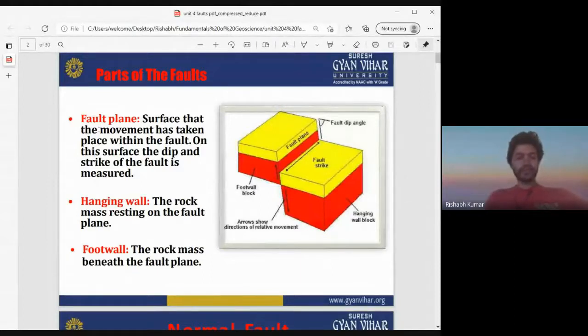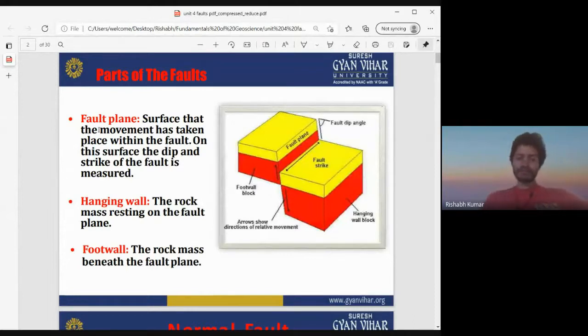Okay. So what is a fault plane? The surface along which the movement has taken place within the fault is known as your fault plane, right? So it is a plane along which the movement has taken place in the fault, right? On this surface, the dip and strike of the fault are measured, right?